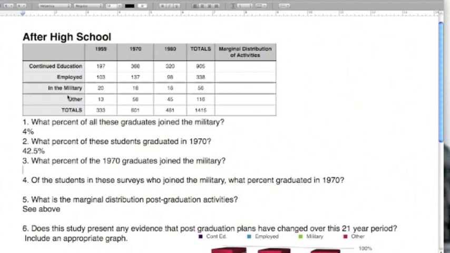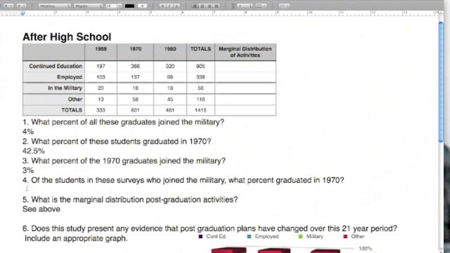What group are they wanting? Well, which activity are we highlighting? It says, what percent of the 1970 graduates joined the military? Well, in the military, we had 18 out of 601 join the military. And that is approximately 3%.